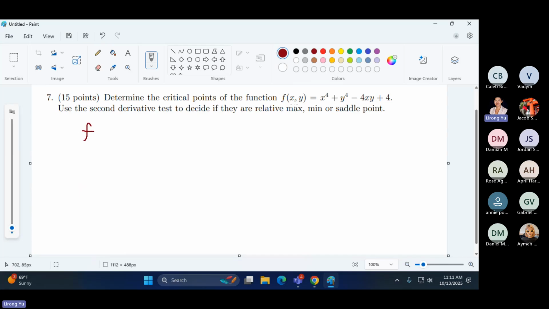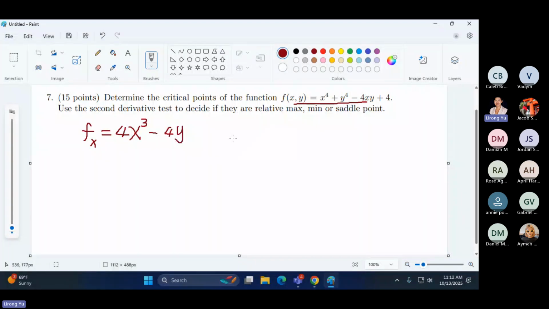Okay, so this is a two-variable function. Therefore we have the partial derivative. Its derivative in the x variable: the x to the power 4 has derivative 4x cubed. When you're differentiating with respect to x, the y variable is treated as a number. So y to the 4th has 0 derivative with respect to x. In this one, the derivative of -4x is -4, but of course you have to multiply with y, since y is a coefficient. So that's -4y.